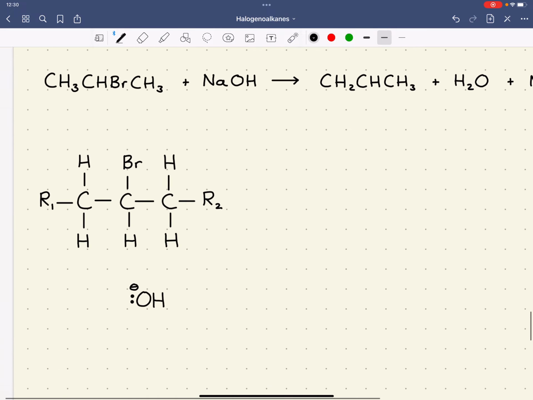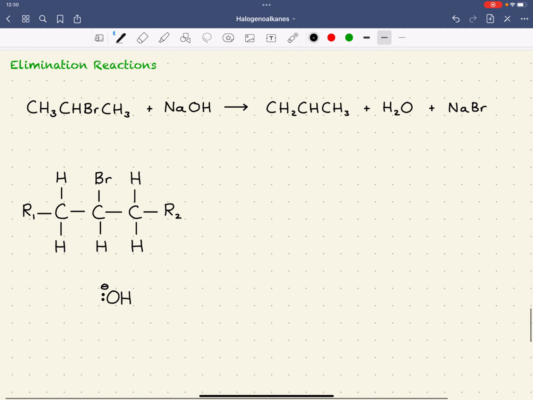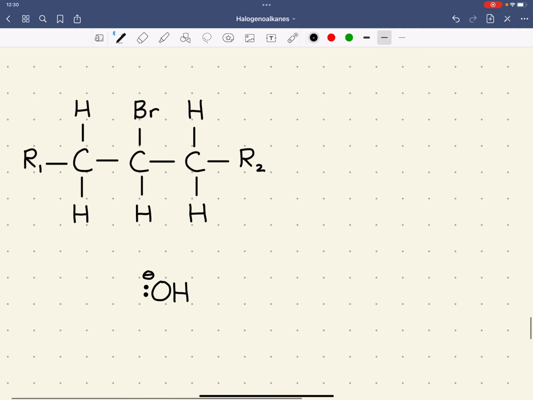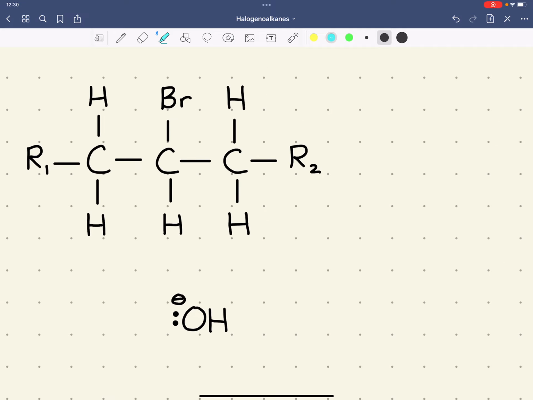Let's have a look then at the mechanism for this reaction. Now, the hydroxide ion is going to act as a base. It will remove one potentially of 2 protons. What we've got then is the carbon here bonded to the Br. Now, what the hydroxide ion is going to do, it's going to remove a hydrogen from the carbon next door to the carbon with the Br. So it will potentially remove this hydrogen or this hydrogen. It will not, please remember, it will not remove this one.